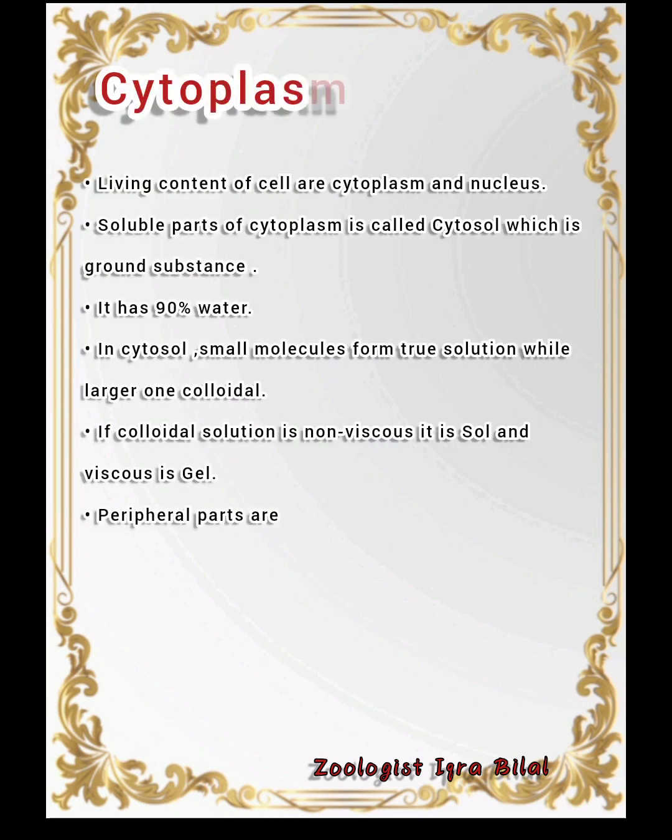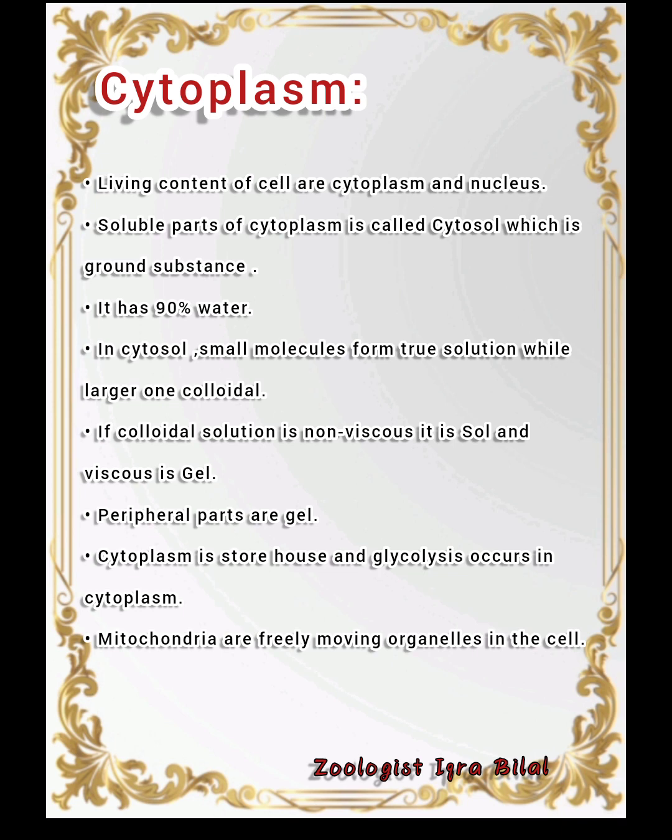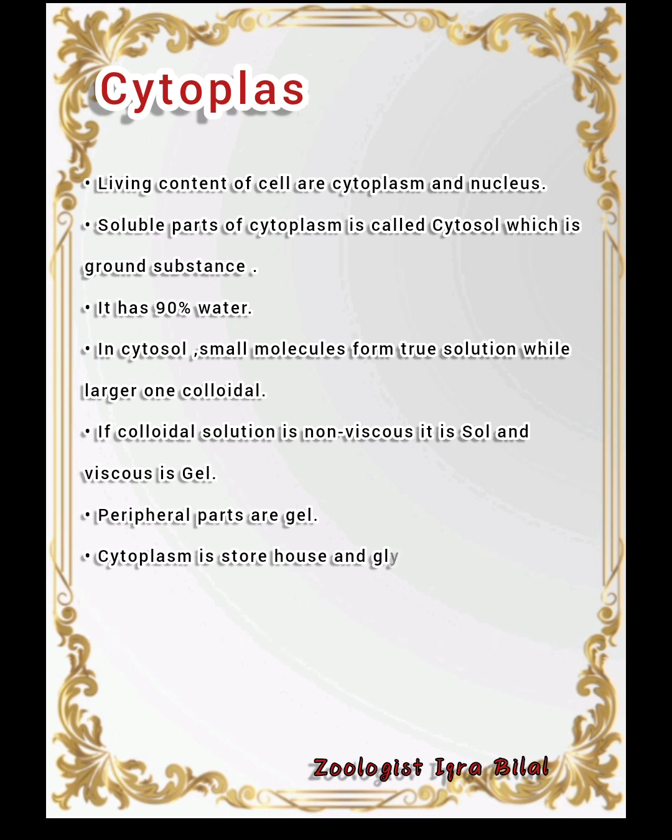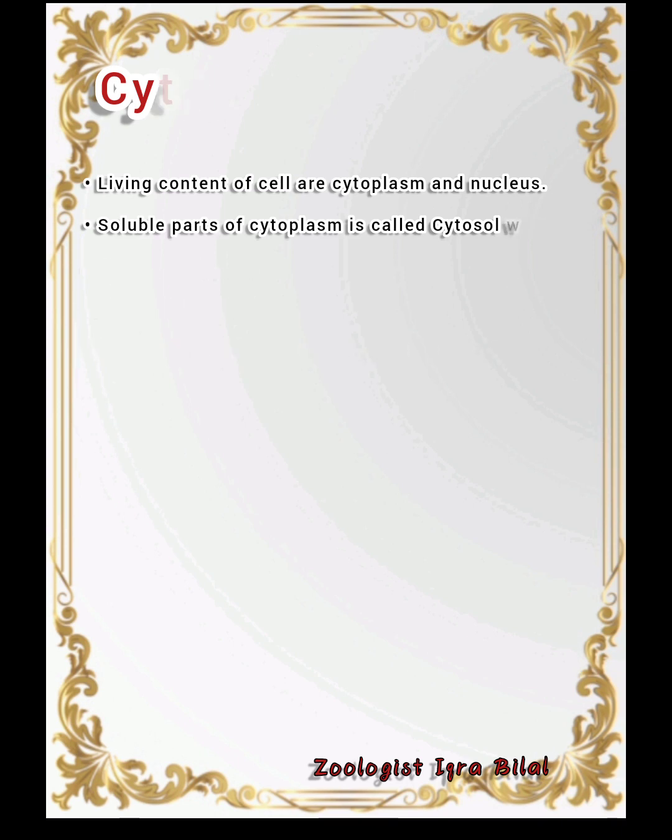Cytoplasm. Living contents of cells are cytoplasm and nucleus. Soluble part of cytoplasm is called cytosol, which is a ground substance. It has 90% water. In cytosol, small molecules form true solutions while larger ones form colloidal solutions. If the colloidal solution is non-viscous, it is called sol, and if it is viscous, it is gel. Peripheral parts of plants are gel. Cytoplasm is a storehouse and glycolysis occurs in cytoplasm. Mitochondria are freely moving organelles in the cell.